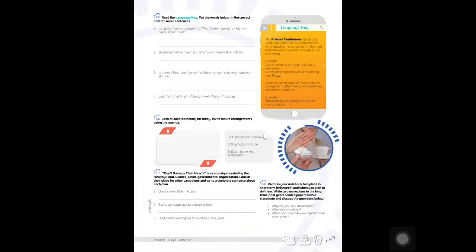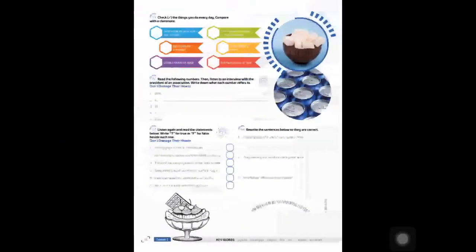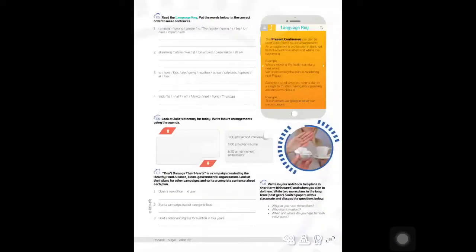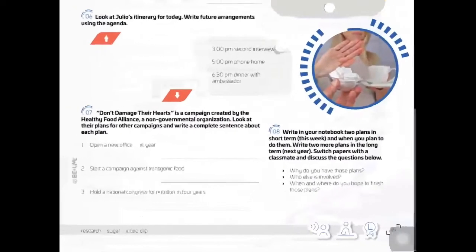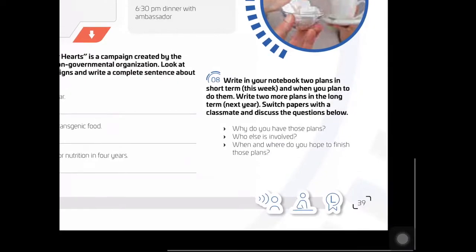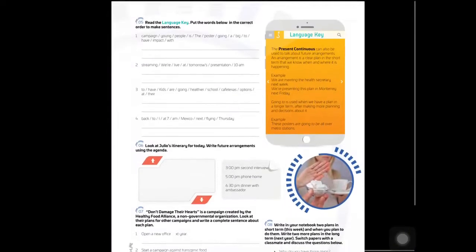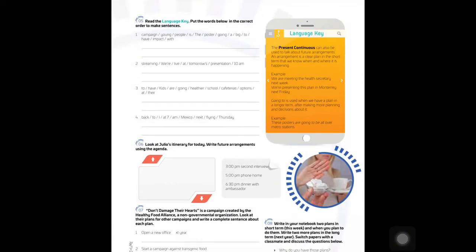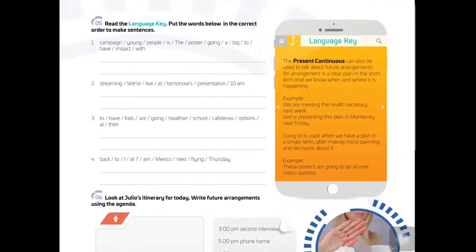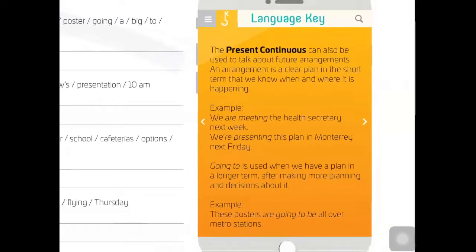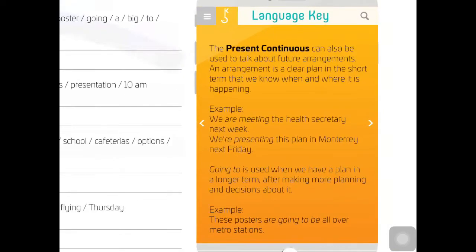Previous week we finished with page 38. Now we are going to start with page 39. Page 39, okay. Exercise 1, read the language key. Put the words below in the correct order to make sentences. This is the language key and this is part of the objective, present continuous, to talk about future arrangements.